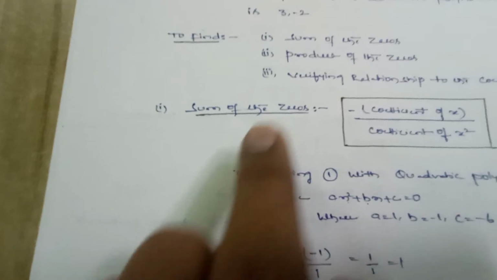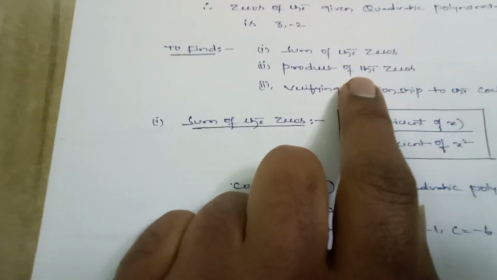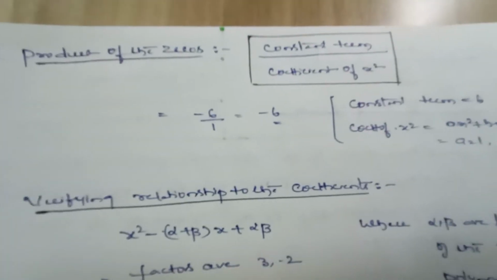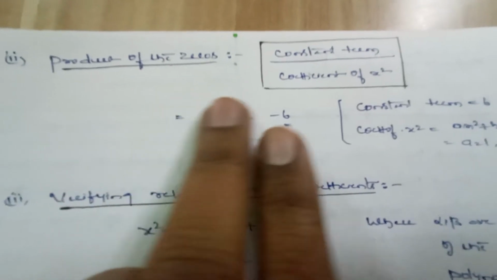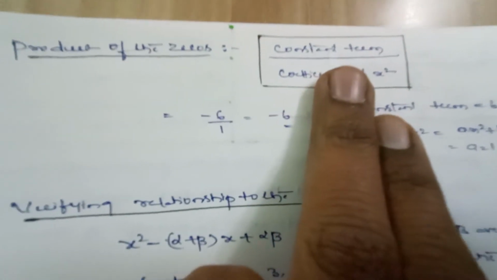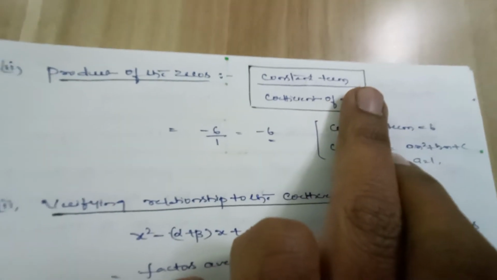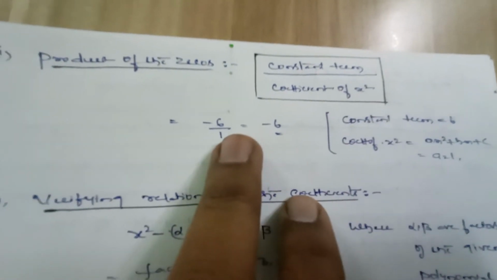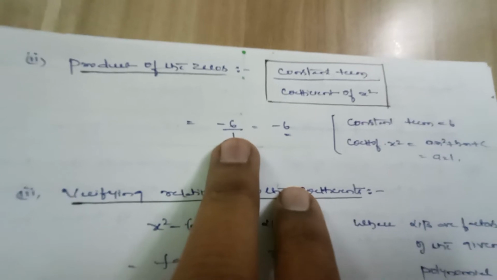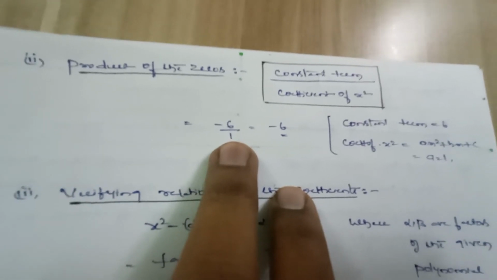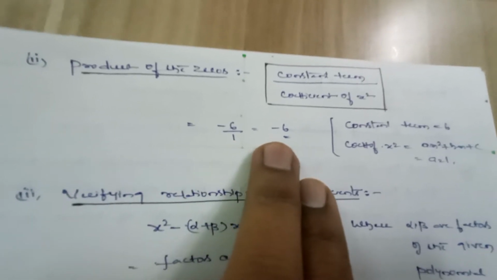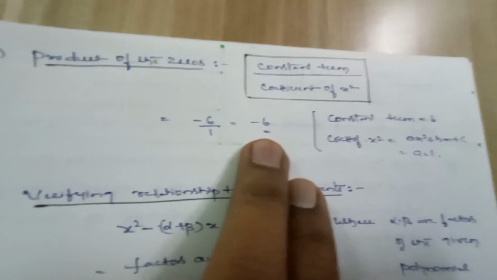Now we have to find the product of the zeros. Okay, now product of the zeros is given by the formula constant term by coefficient of x square, or we can write it as c by a. So what is c here? Constant term, that is minus 6. a is the x square coefficient, that is 1. That equals minus 6 by 1, we get minus 6.